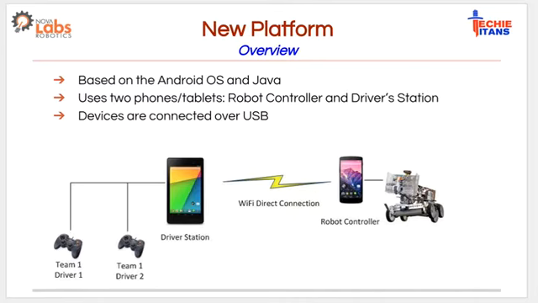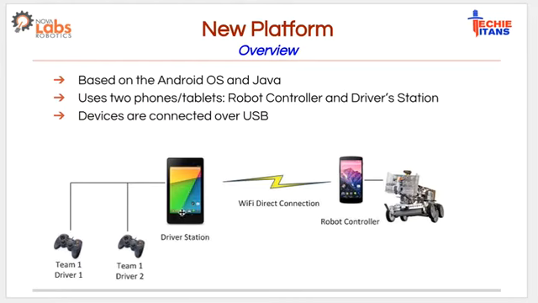In this new diagram you see here, we have both the robot controller and the driver station. The driver station and the robot controller are both connected via Wi-Fi Direct. The phones have their own purposes. The driver station could be its own tablet. For the robot controller, we'll get to that later. But they all connect to their certain components via USB.